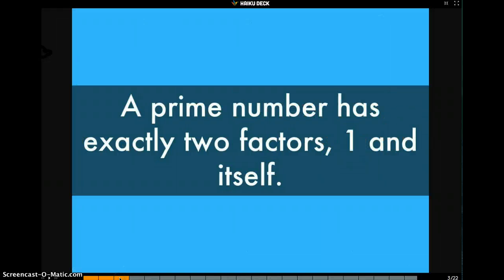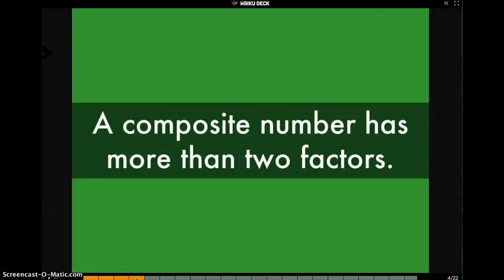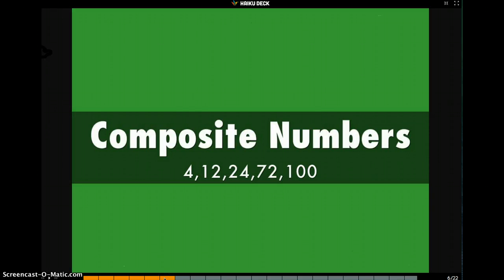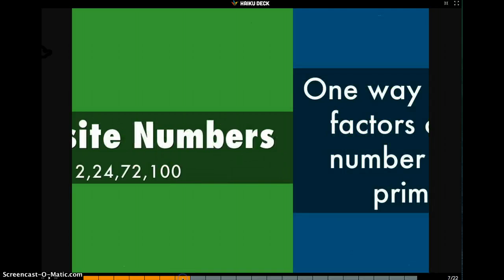So we know from the last video that a prime number has exactly two factors, one and itself, and a composite number has more than two factors. Examples of prime numbers would be 2, 7, 11, 17, and examples of composite numbers would be 4, 12, 24, 72, 100. Besides 2, every other even number is going to be a composite number.